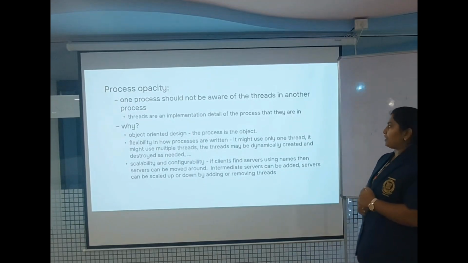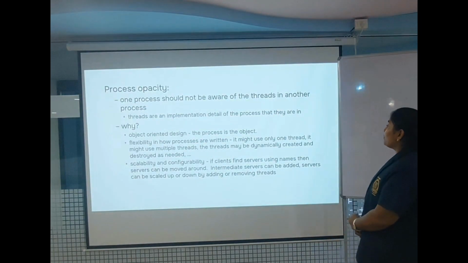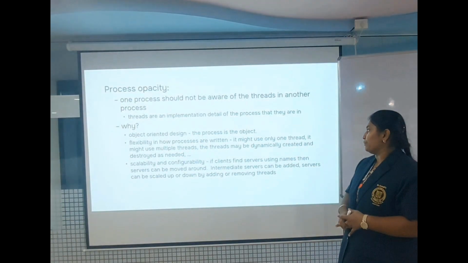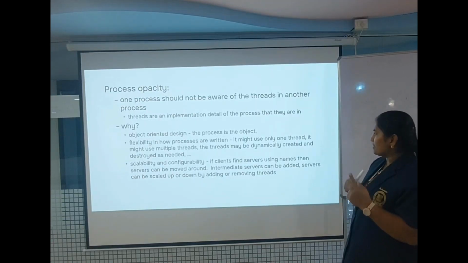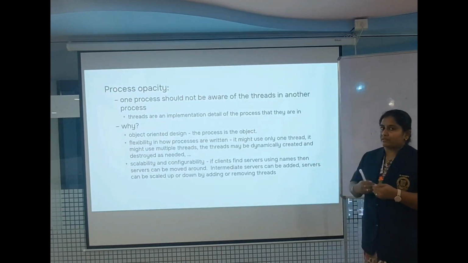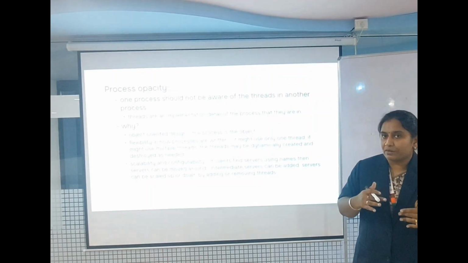So why is such a design essential? We have studied object-oriented design. So here I could say that the process is the object, and this makes the processes highly flexible, scalable and configurable. So we can see that dynamically a process can use one or multiple threads, and they can be created and destroyed as and when needed by the process. The thread is a single line of execution which can be created and destroyed as and when needed by the process.